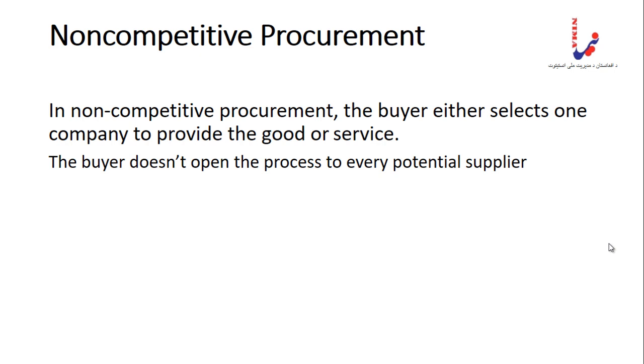So, for example, if I have an organization purchasing raw materials, I may select only one supplier to bring the raw material for me, or maybe I don't want to share my business procedure with other suppliers. That's why I'm using the non-competitive method and linking with only one supplier or one source.